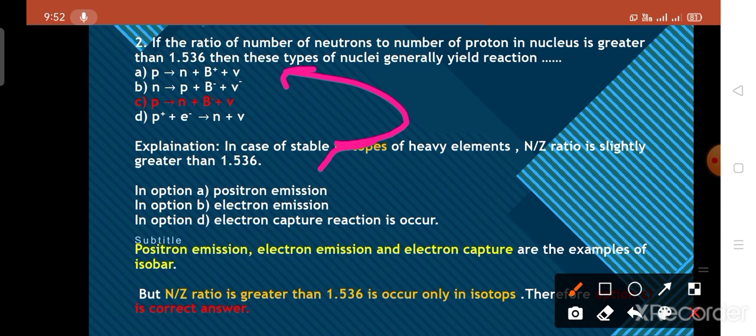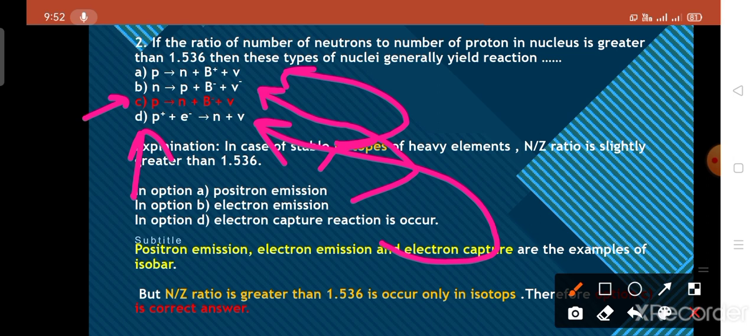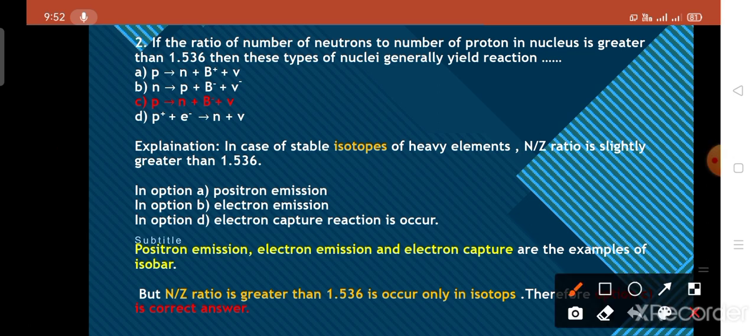In the second reaction, a neutron is converted into a proton with electron emission, because beta is in the form of a negative charge. And option D is nothing but an example of electron capture, because the electron is not emitted here, but captured. So in the case of stable isotopes of heavy elements, the N by Z ratio is greater than 1.536.